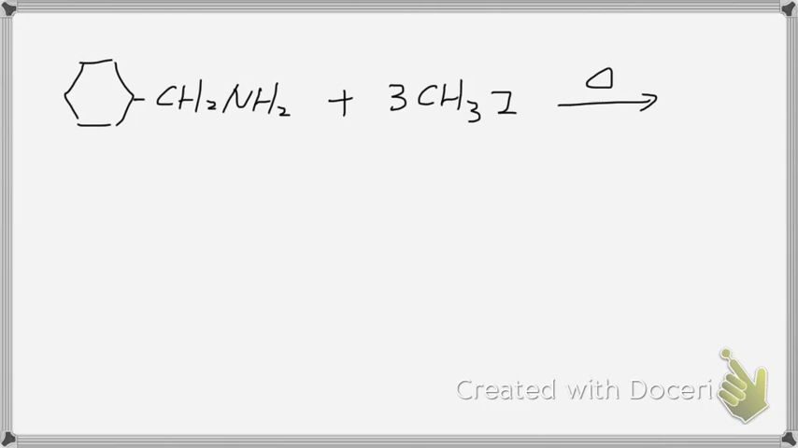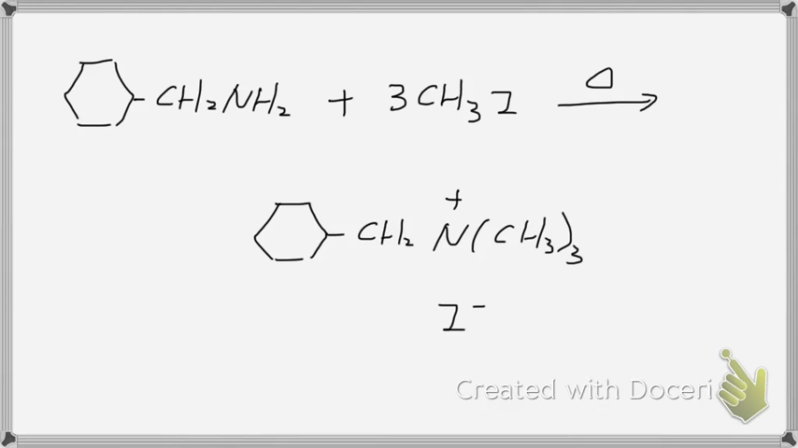The nitrogen will react with the alkyl halide 3 times, and each time an alkyl group will be attached to the nitrogen. So eventually, we will get a quaternary ammonium salt with all 4 alkyl groups attached to the nitrogen. All right, so that's all the reactions that we are going to mention for amines in this chapter.